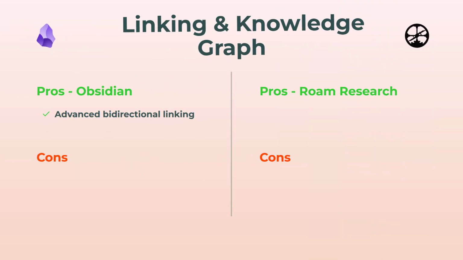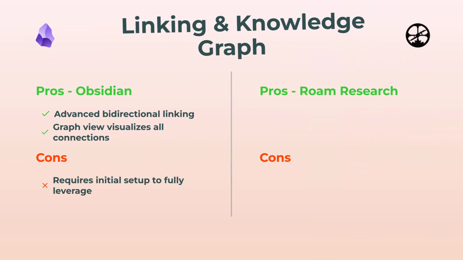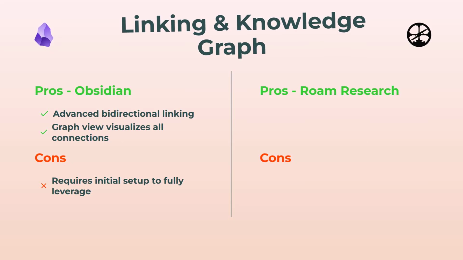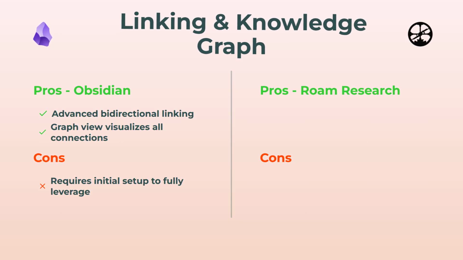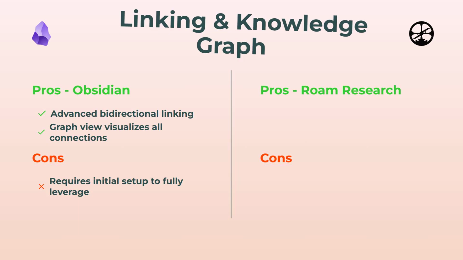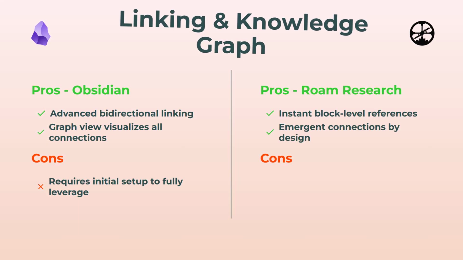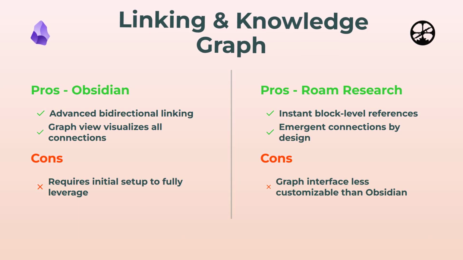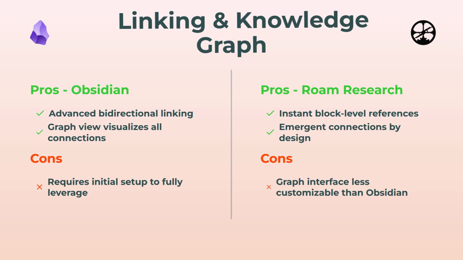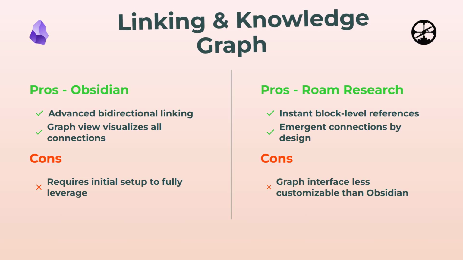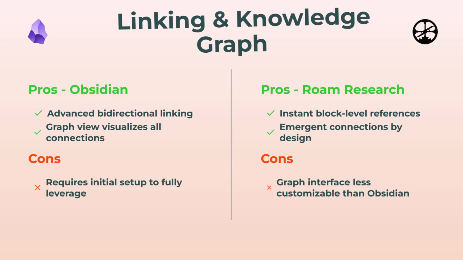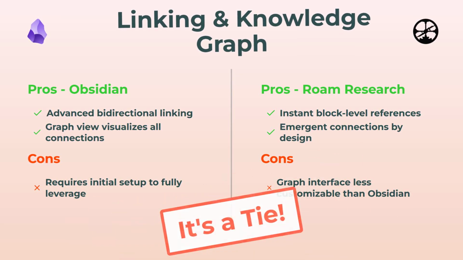Let's jump over to linking and knowledge graph. Honestly, the main reason so many folks love these apps. With Obsidian, you get advanced bidirectional links and an awesome graph view where you can really geek out visualizing your note connections. It does take a bit of setup to get the graph really singing, but oh man, it's satisfying when you do. Roam, it's all about instant block-level references. Like, linking ideas on the fly is almost magical. Connections just sort of emerge without much work, although the graph interface is less customizable than Obsidian. So on this front, it's honestly neck and neck. Both are killer, so let's call it a tie.